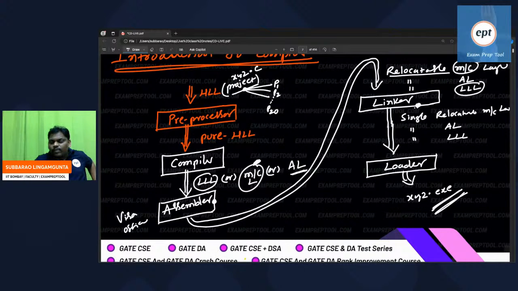Can anyone guess where the program is now? I want an answer from you. Where is the program now? Make it fast now. The loader also completed. Where is the program now? Now it is there in the main memory. After the loader is done, your program is there in the main memory.